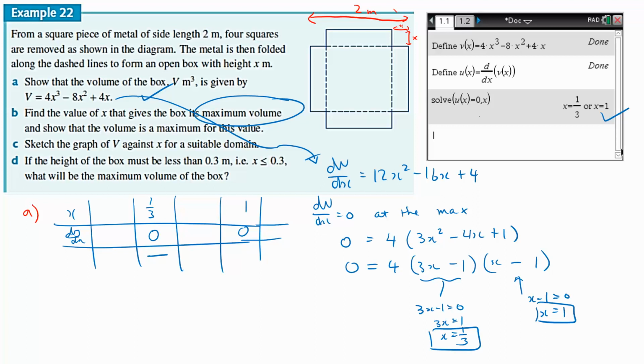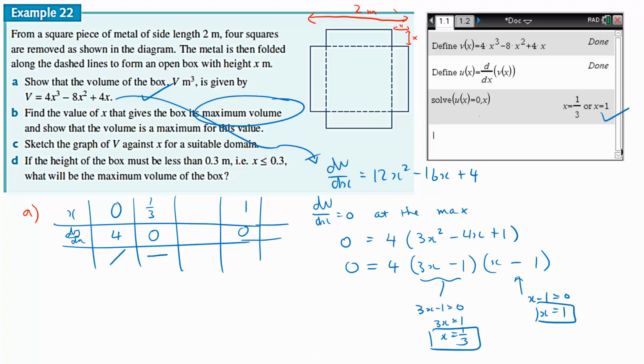So you just need to pick any value less than 1/3 or between 1/3 and 1 to find out whether it's a maximum or not. What number would you choose less than a third? Which one would make it easy? 0. I would sub in 0. If you sub 0 into the derivative, which is this one, not that one, at x equals 0 the gradient has to be 4. So 4, positive.